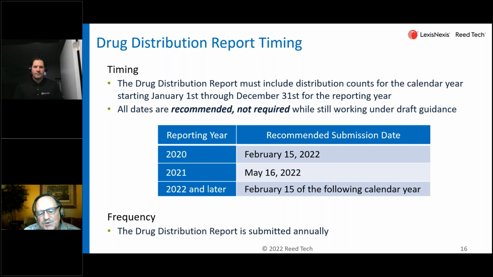And then there's a second wave in the schedule: the reporting year of 2021 needs to be reported in May. So this is coming up, May 16 of 2022. And then thereafter, anything that you would distribute this year in 2022 would be reported the following year by February 15th.